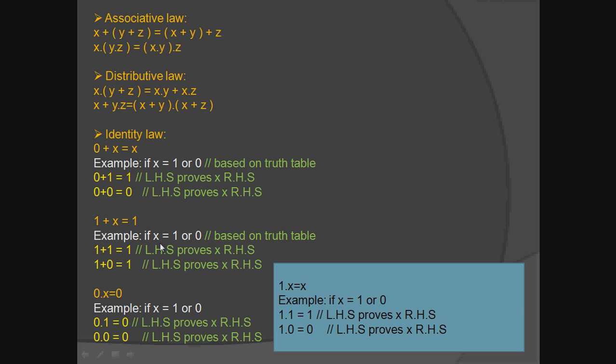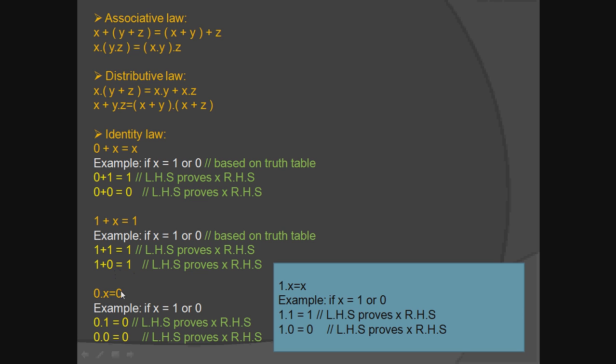For example, if x equals 1, then 1 plus 1 equals 1, right? Which proves that LHS equals RHS. Similarly, if x is 0, then 1 plus 0 equals 1. That is according to the truth table of the logical OR operator, right? So 1 or 0 equals 1, which proves LHS equals RHS.